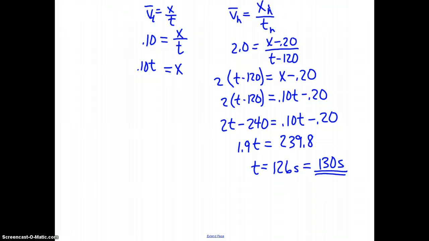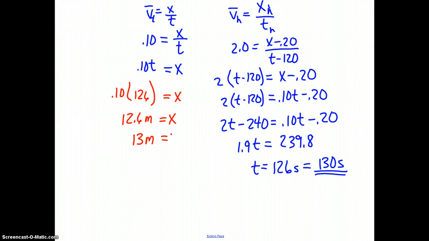Now we can take this answer, so there's your answer to A, and we can sew it back up here into the tortoise equation to find how far the race is. I'll change over to red here for that. So the x value is 0.10 times the 126 seconds. Use the non-sig fig version for that calculation. And we get, of course, 12.6 meters, which to 2 digits, of course, is 13 meters. And there you go. There's your answers to A and B.